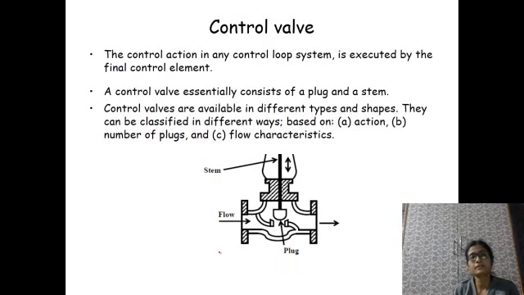In last class, we discussed the sensing systems, that is the actuator, different types of actuator, their principle of operation, etc. And in today's class, we will discuss the second part of the final control element, that is the control valve. So, control valve again consists of two parts, that is the plug and stem.